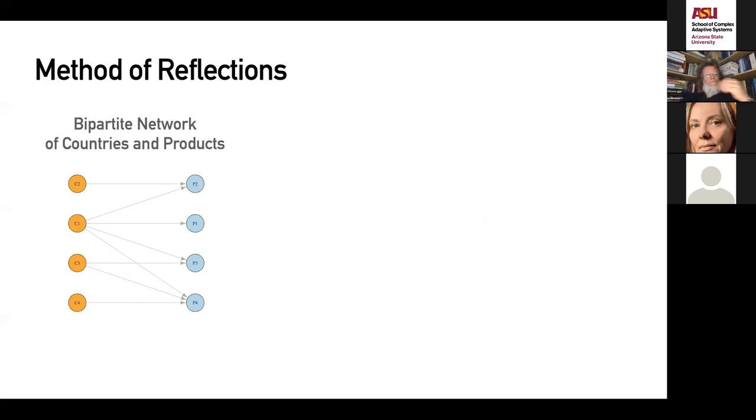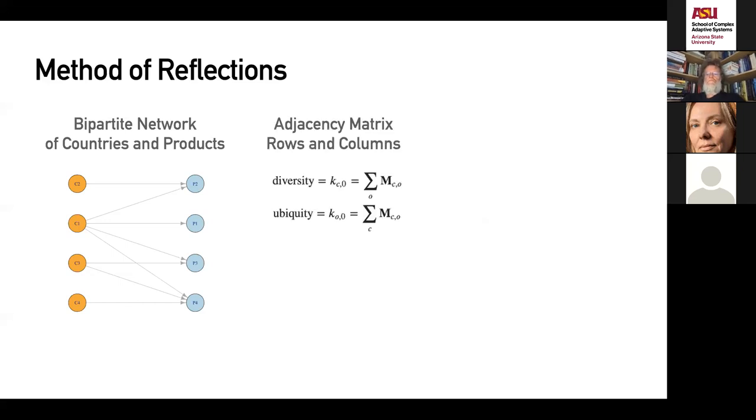From that bipartite network, you can create an adjacency matrix where you basically have all of your countries as your rows and all of your products as columns. And if a country produces a product, you would have a 1 in that spot. Once you've done your adjacency matrix, they've developed this measure called the zeroth reflection. So you've got a 0 notation there. Notice that it's O's, not products. There's a reason for that, but it's not important. It's just O's mean products.